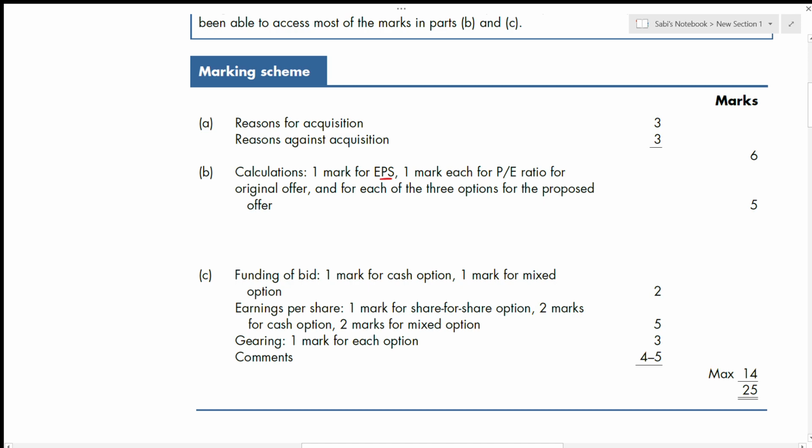Funding, right? You need extra finance. 1 mark for cash option, 1 mark for mixed option. Now you need to be very careful. Why? Since I have read the case study, let me tell you.